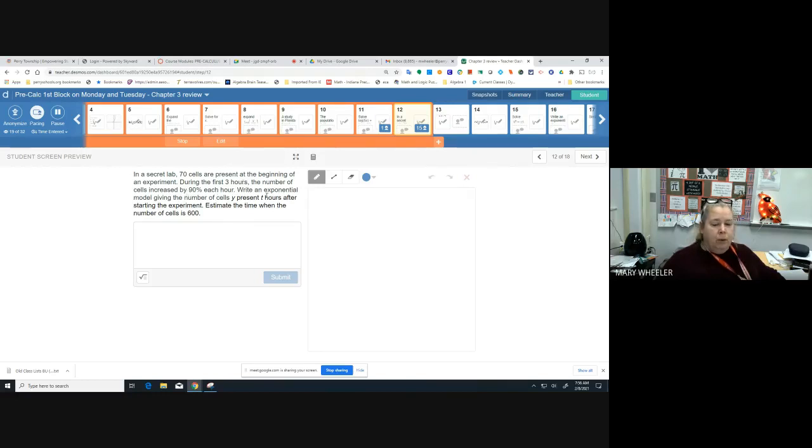So 90% each hour. We want to write an exponential model giving the number of cells y present t hours after starting the experiment and estimate the time when the number of cells is 600. Okay? So our beginning is 70. Our r, its growth, is going to be 0.9 for 90%. And that's just t.